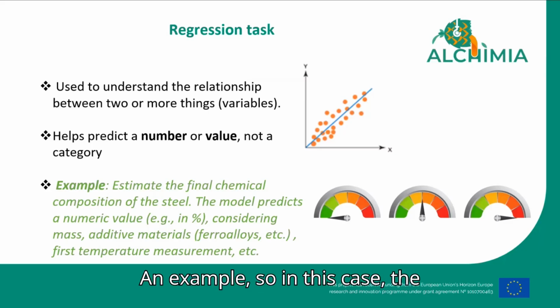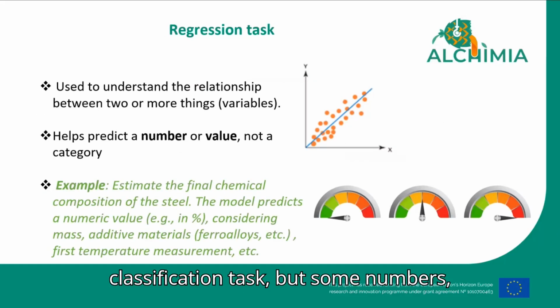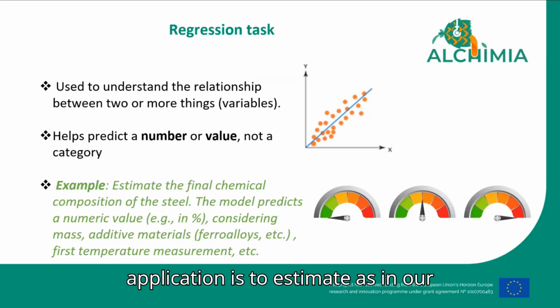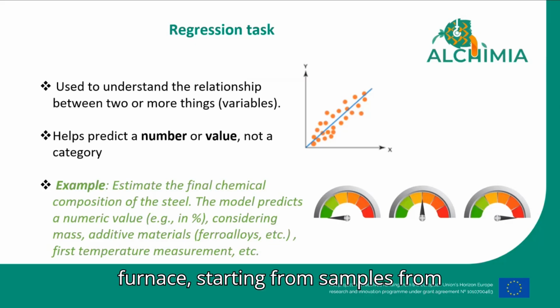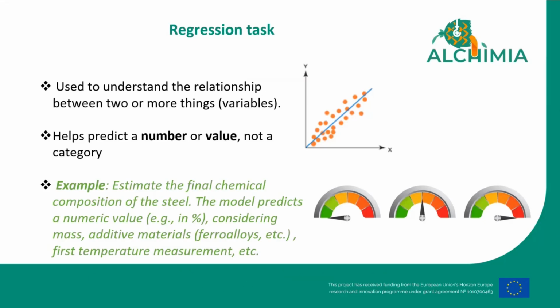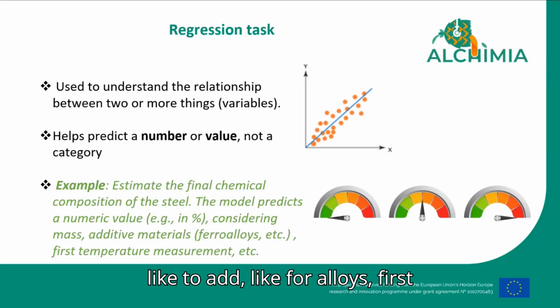An example: in this case, the model helps in predicting not categories like in the classification task, but some numbers, some values. For example, a possible application is to estimate, as in our case, the final chemical composition of the steel at the end of the ladle furnace, starting from examples of some input variables that we can measure in advance, like the mass of the steel, what kind of additive material we would like to add, like ferroalloys, the first temperature measurement, how much argon to use, and so on.